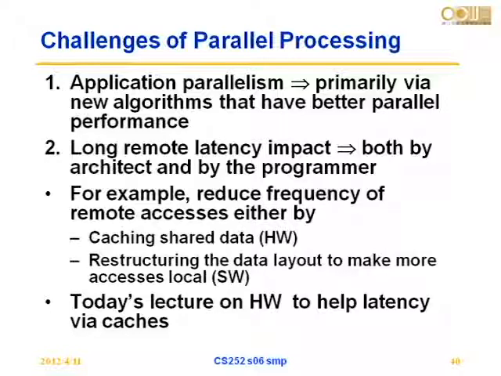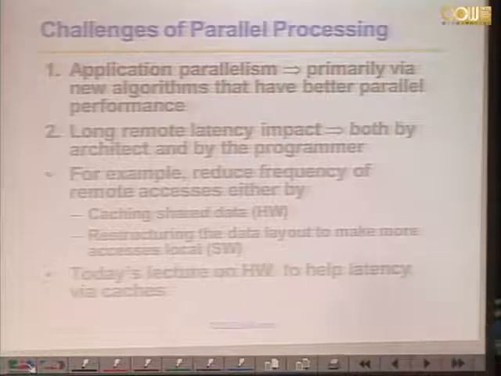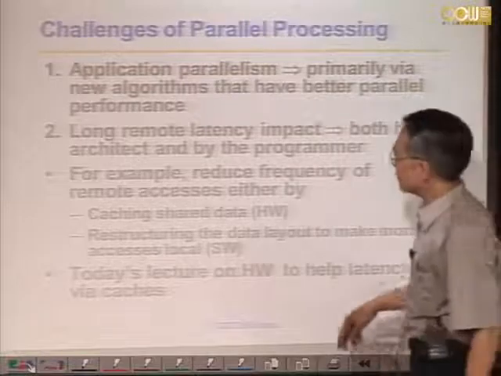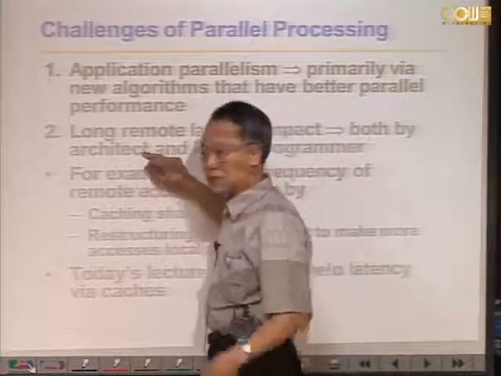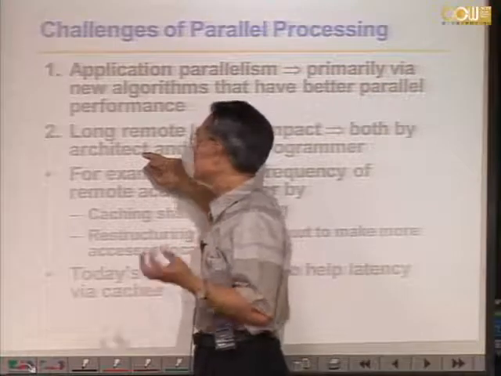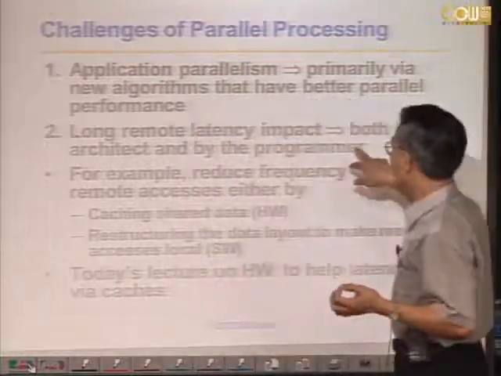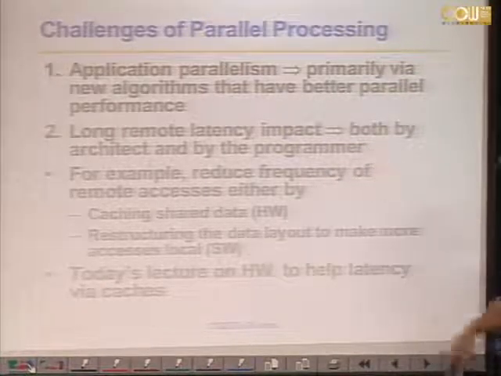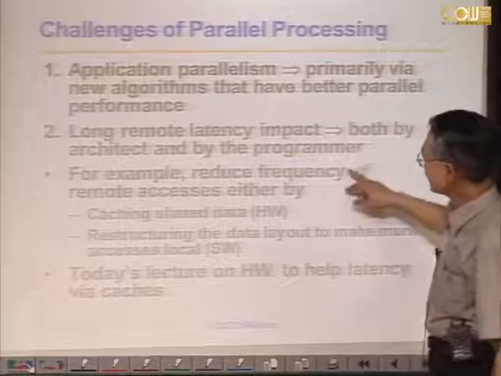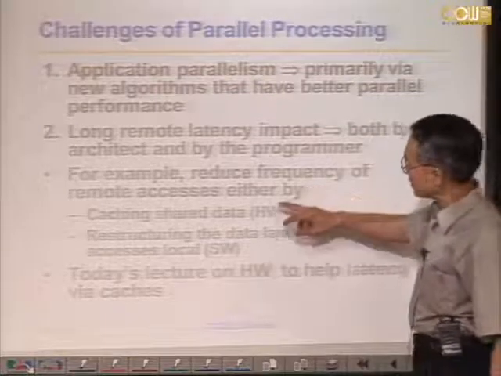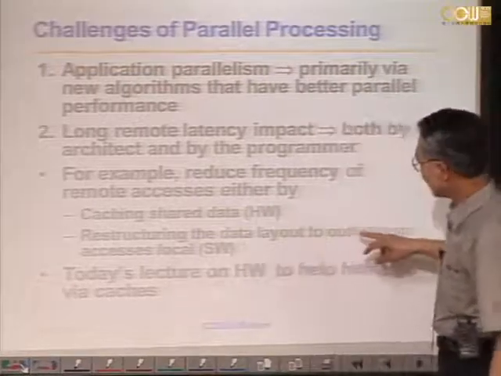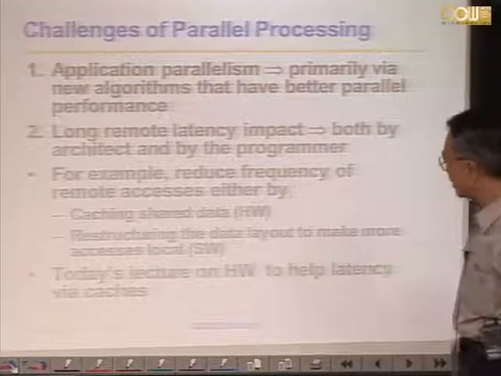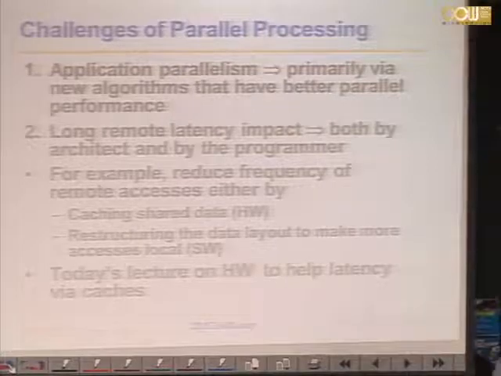and reduce the possibility of long remote accesses. So being a computer architect, you should try your best to reduce memory latency, and being the programmer, you should try your best to avoid the remote accesses. For example, reduce frequency of remote accesses either by caching shared data, restructuring the data layout to make more accesses local, and today's lecture is on hardware to help latency via caches.